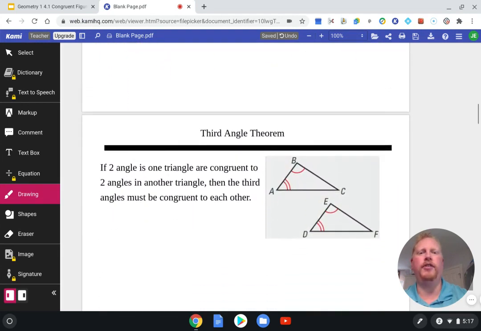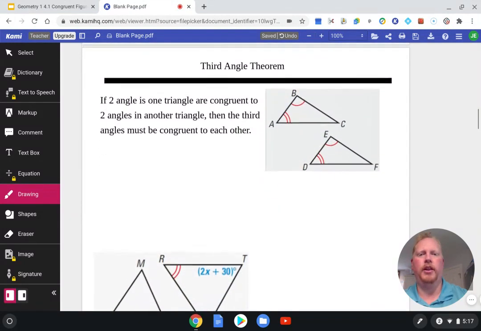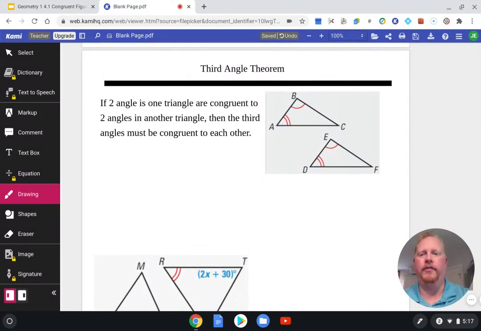Let's move on to the third angle theorem. The third angle theorem says that if two angles in one triangle are congruent to two angles in another triangle, then the third angles must be congruent to each other. So in this diagram, I know that angle A is congruent to angle D, angle B is congruent to angle E. So the third angle theorem tells me that angle C has to be congruent to angle F. Seem easy enough?